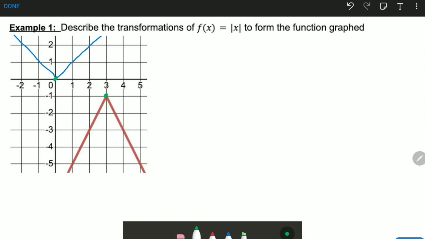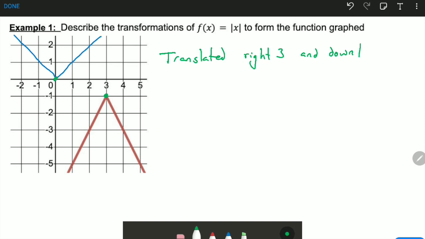So to describe the transformations of this, we go right 3 and down 1. Those are the translations. Right 3 and down 1.